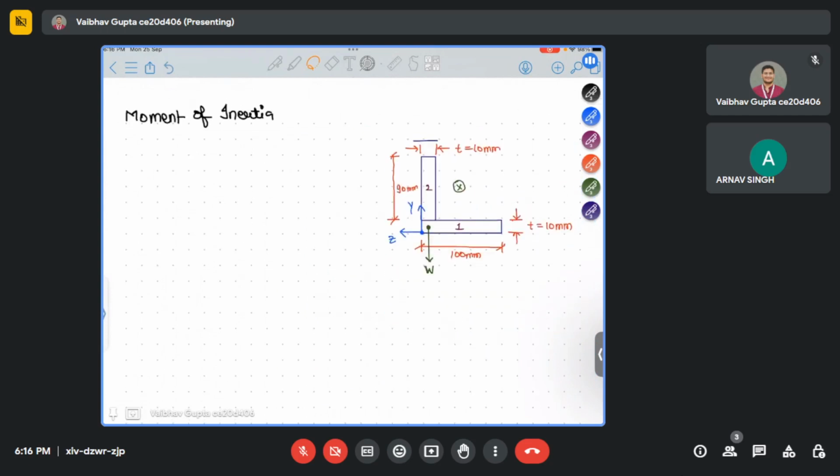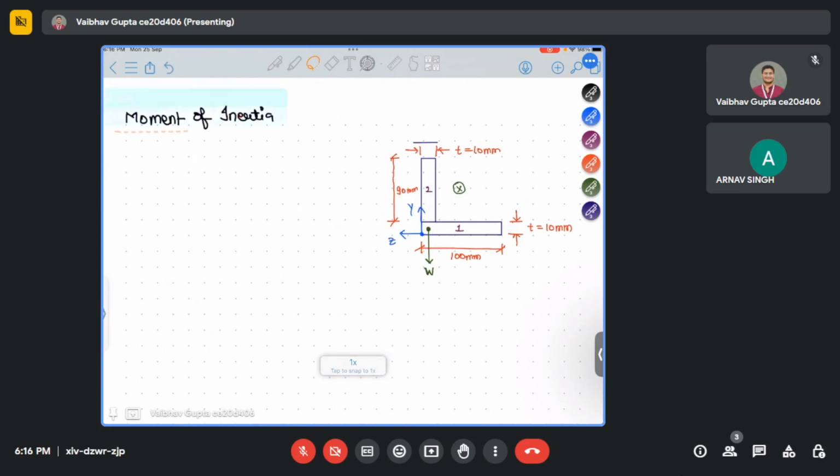Okay. So moment of inertia. First we'll calculate about the Iyy axis, that is, in the y direction. You know the parallel axis theorem; I told you in the previous class also. What is the parallel axis theorem?